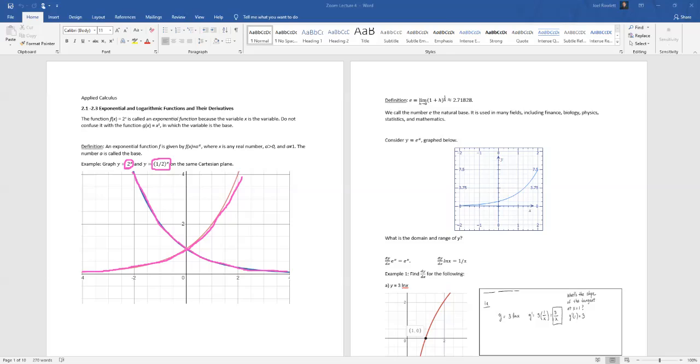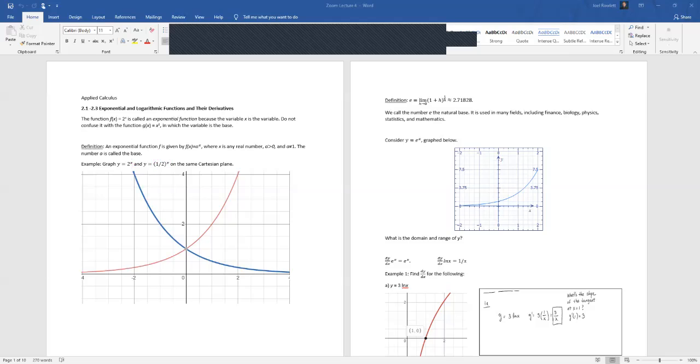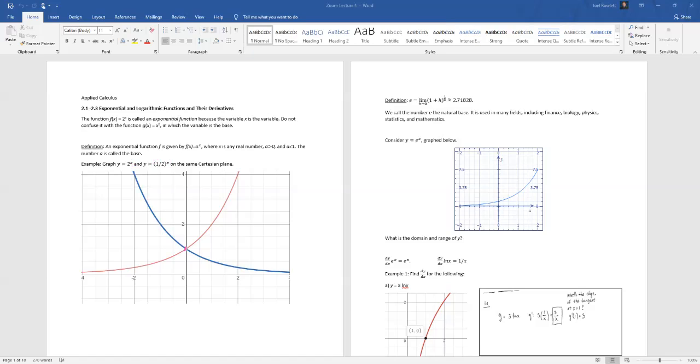And likewise, we could still plot points if we want to look at, say, 1/2 to the power of 0. Again, any number to the power of 0 is 1. So that would give us this point here. If we want to let x be 1, then we would have 1/2 to the power of 1. And 1/2 to the power of 1 is just 1/2. That would give us this point here.